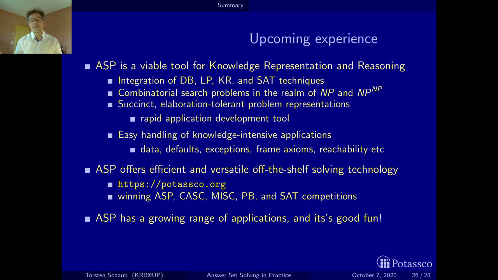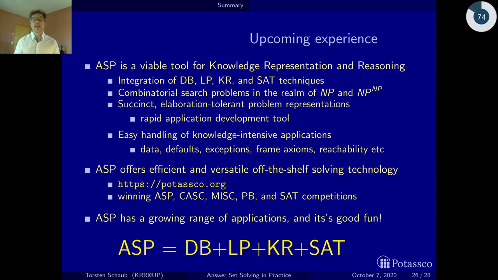Good. And so again, the take-home message which you saw already is ASP is a combination of database, logic programming, knowledge representation and reasoning and satisfiability solving techniques. And if you're really picky on this last part, but this is more or less for people who know about SAT and SMT, you can see it as an SMT approach with several particular theories. Okay, anyway, so this concludes the first slightly technical part, right? Having a round trip about ASP and the course.